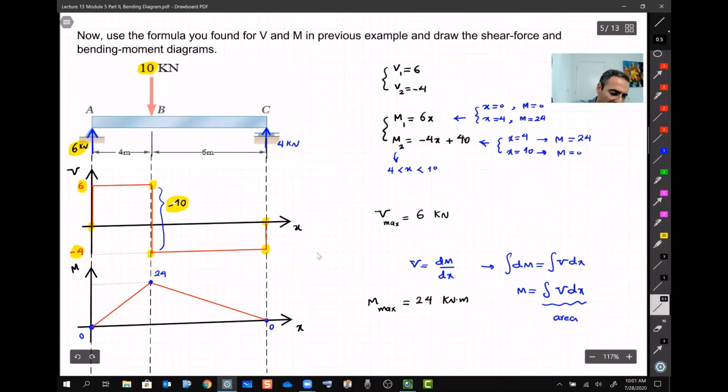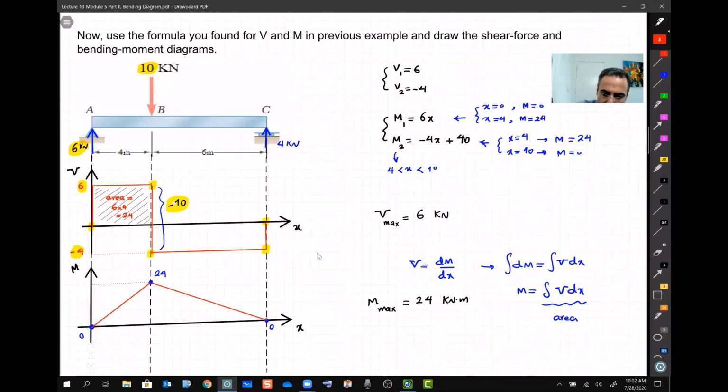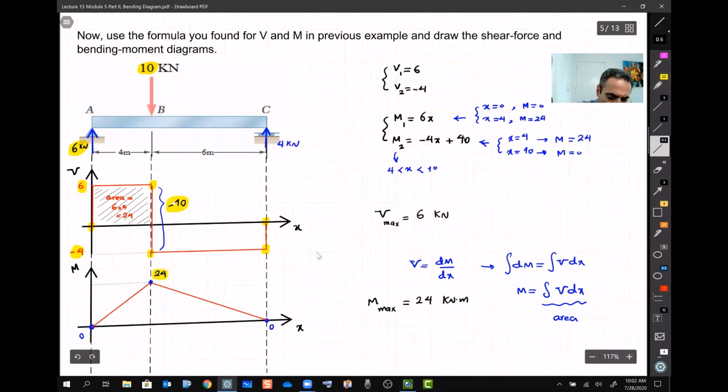And the second thing is this area that Aditi mentioned. If we look at the area of this portion, what's the number? The area of this rectangle is 4 multiplied by 6, right? So the area here is 6 multiplied by 4, 24. What is this 24 on this M graph? We see this 24 here. All right. And then what is the area here?